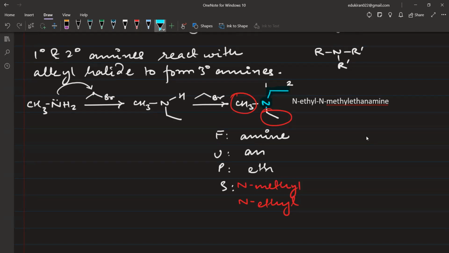उसी तरह से इसका नाम क्या हो जाएगा? This also has this parent carbon chain. This will be the amine, and this will be N-methyl ethanamine. ठीक है, ये क्या हो जाएगा? N-methyl ethanamine. Okay, so I hope you can now name these type of compounds. Yes or no? Please tell me, guys. Yes, sir. Yes, sir.